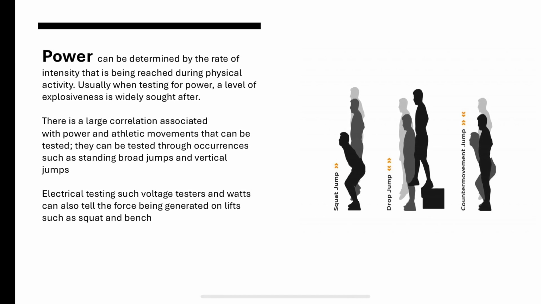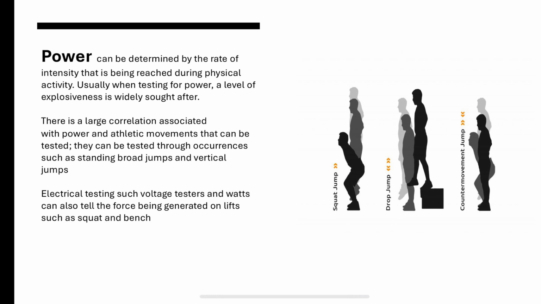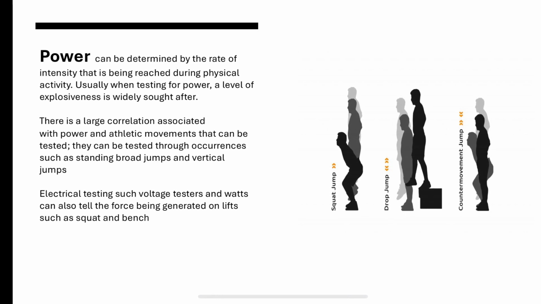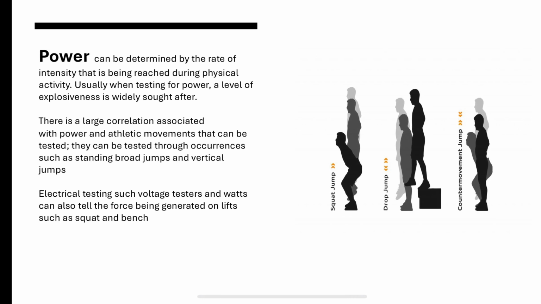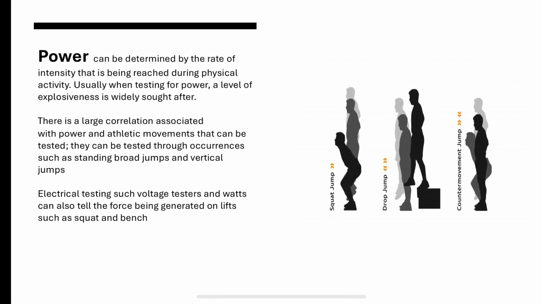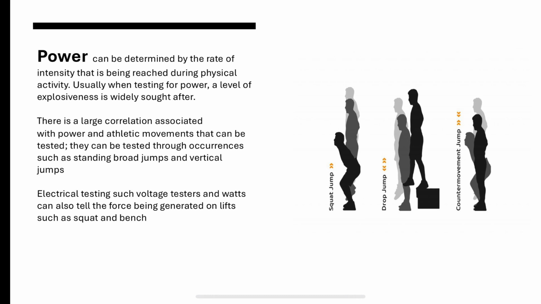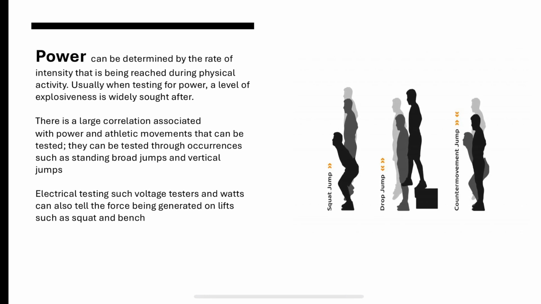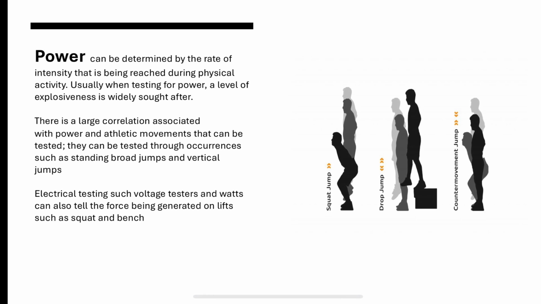There is a wide correlation between power and athletic movements, such as vertical and horizontal jump tests, such as the broad jump. Advanced testing can be done using specialized equipment, and the participant has a goal of moving away from the force that is preset as fast as possible to be able to give accurate and valid results.